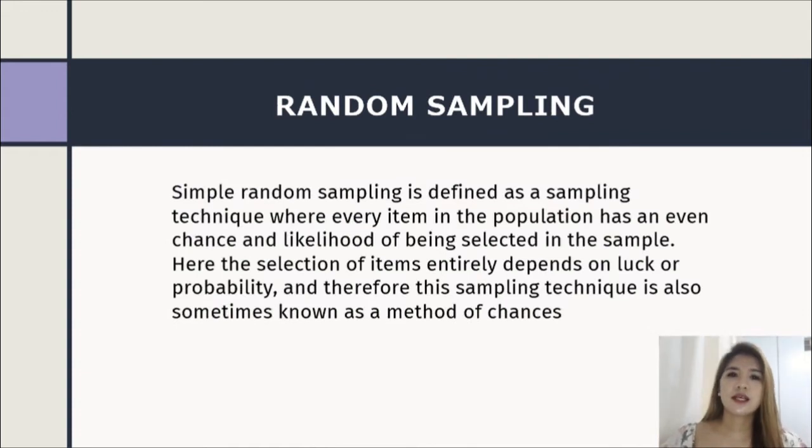So next, random sampling. Simple random sampling is defined as a sampling technique where every item in the population has an even chance and likelihood of being selected in the sample. So here, the selection of items entirely depends on luck or probability, and therefore, this sampling technique is also sometimes known as the method of chances.